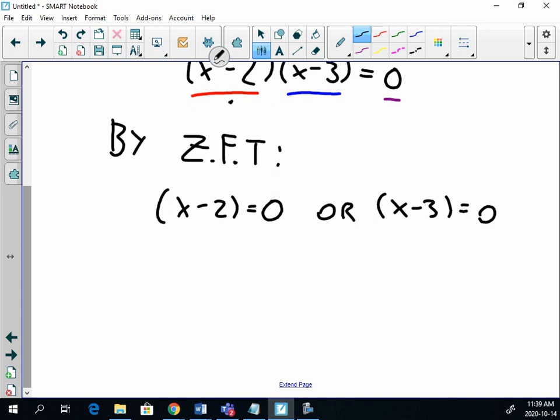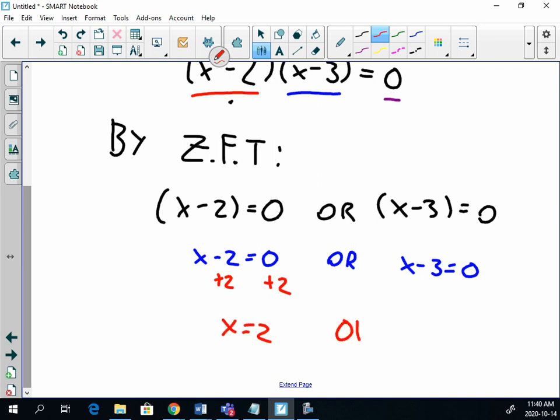Multiplying two things together to get 0, so one of those things must be 0. Now that I've done that, I can treat each of these two equations on its own, and very, very quickly, I can solve for x. Like for this equation, I can add 2 to both sides and get that x equals 2. And for this equation, I can add 3 to both sides and get that x equals 3.